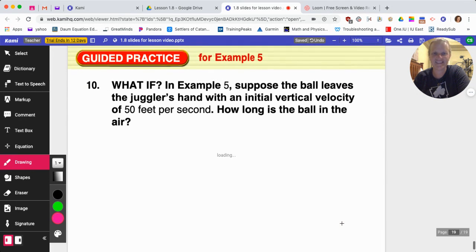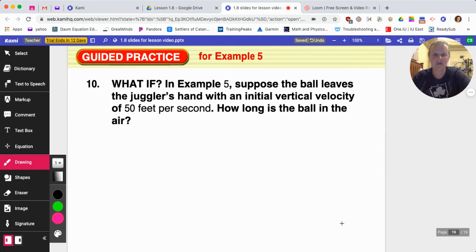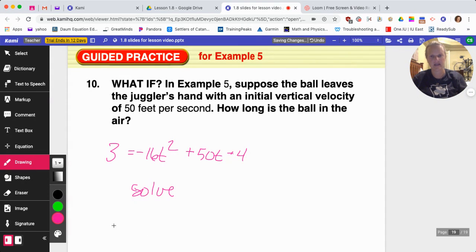All right. Suppose a ball leaves the juggler's hands with initial, so we'd have 3 equals negative 16t squared plus 50t plus 4. Okay, I'm going to let you guys do that because I don't need to make another awesome mistake. We would get about 3.1 seconds for an answer.